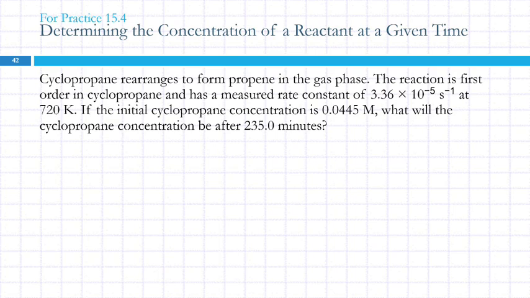Okay, here's another one. Cyclopropane rearranges to form propene. In the gas phase, the reaction's first order in cyclopropane. And they're giving us a measured rate constant at a temperature. I'm saying if the initial cyclopropane concentration is 0.0445 molar, what will the cyclopropane concentration be after 235 minutes? There's a whole bunch of words in there.